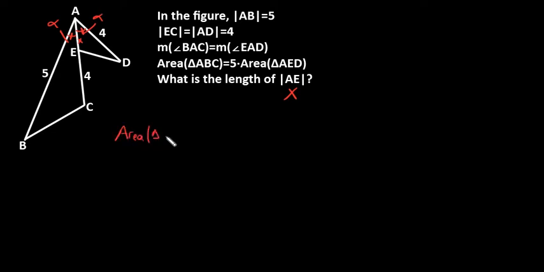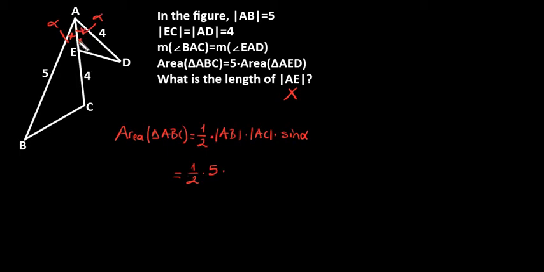Area of the triangle ABC is equal to 1 over 2 times. I know that the measure of this angle is alpha, so let me use these sides, AB and AC. That's going to be AB times AC times sine of alpha. This is the area of the triangle ABC. So that's going to be 1 over 2 times AB, which is 5.